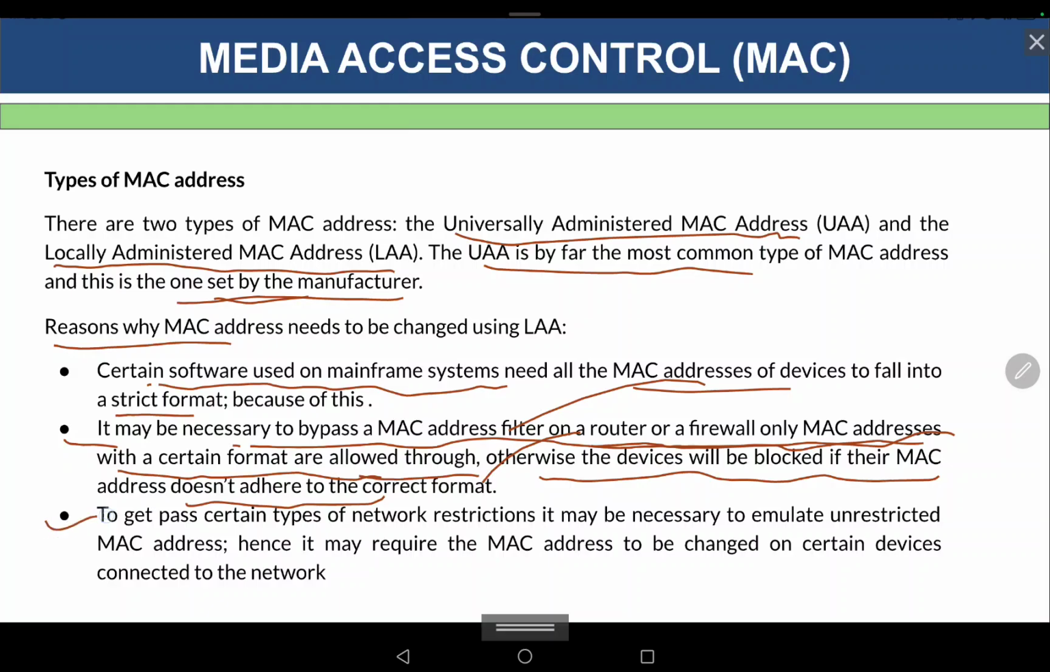Okay, to get past certain types of network restrictions, it may be necessary to emulate an unrestricted MAC address. Hence, it may require the MAC address to be changed on certain devices connected to the network. So in some cases, changing your MAC address can help to bypass filters, or emulate another device. And of course, this should be done responsibly and ethically.